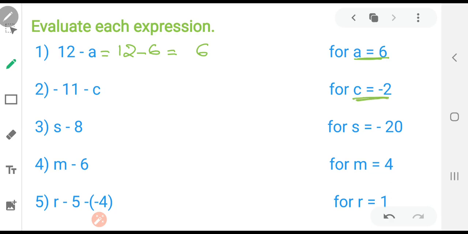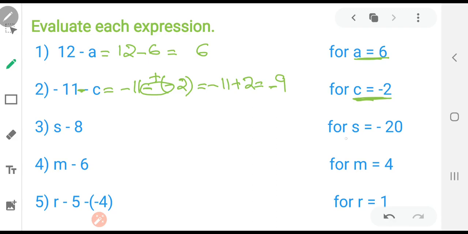Over here, I have c equal minus 2. So this is minus 11 minus into minus 2. Be careful. This minus is different from the minus 2. These two minuses will change into a plus. So here, I have minus 11 plus 2. Different signs, I'm going to subtract. 11 minus 2 is a 9. Which number is greater? The 11. What's the sign of the 11? Minus, so minus 9.